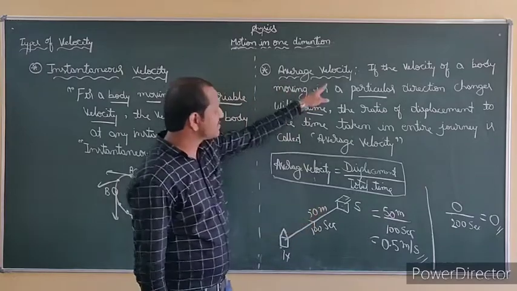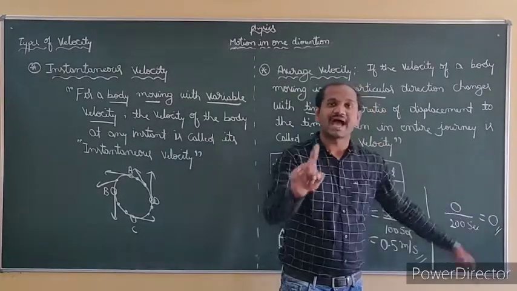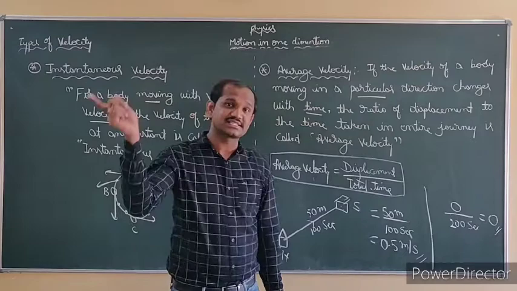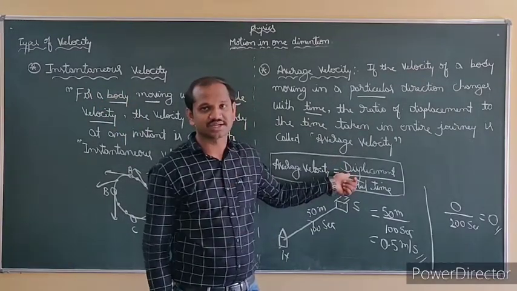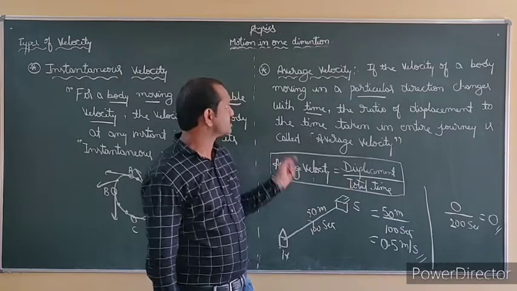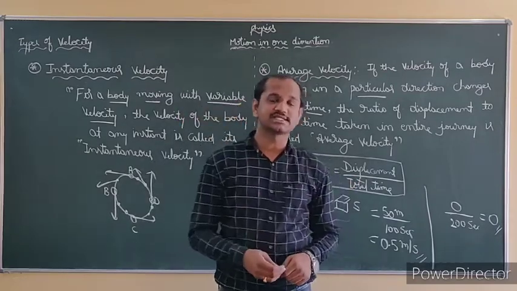Remember one thing, average velocity can be 0, but average speed cannot be 0. Distance cannot be 0, but displacement can be 0. That's the only difference. Understand? So this ends the concept of velocity and its types.